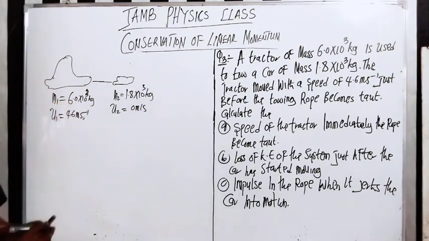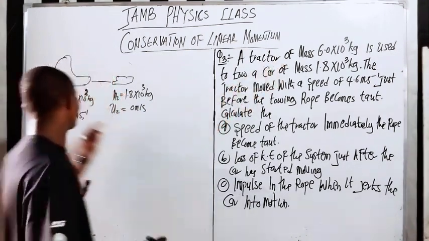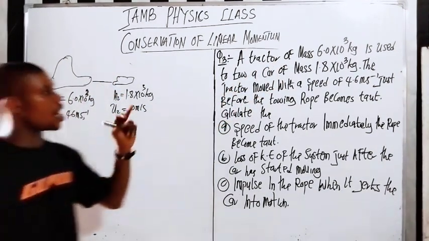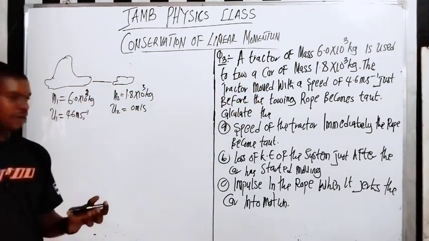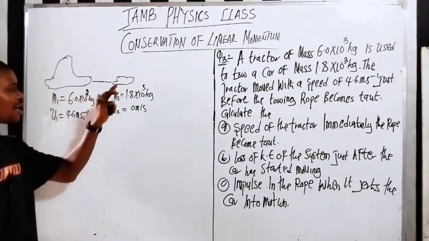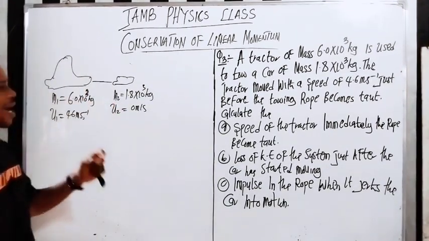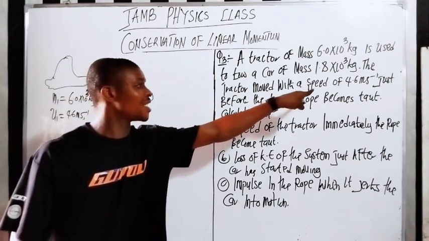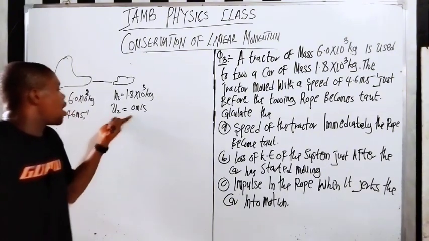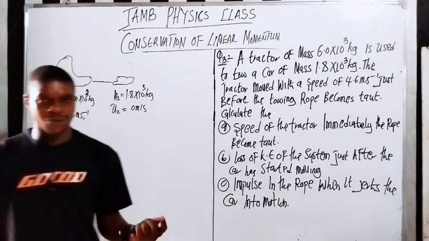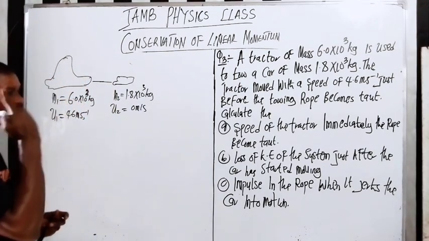So these are all the values you get. The tractor of mass m1 is used to tow a car, which is initially not moving, with mass 1.8 times 10 to the power 3 kg. The tractor moves with a speed of 4.6 meters per second, and the initial speed of the car is 0, meaning the car is not moving before. So now let's understand what they say we should calculate.